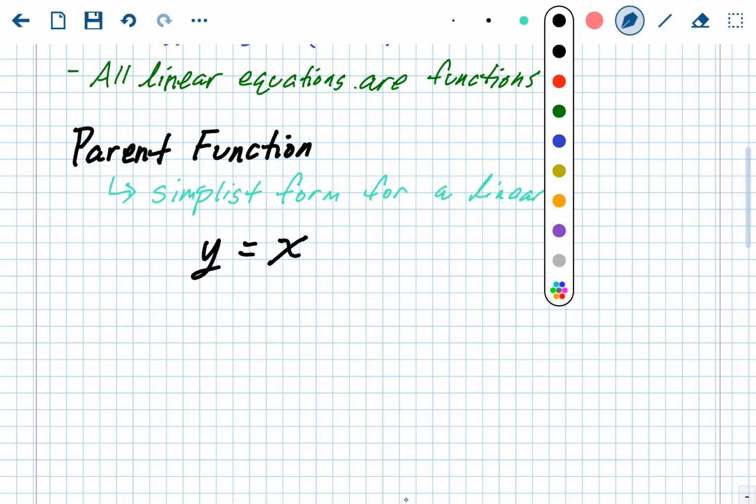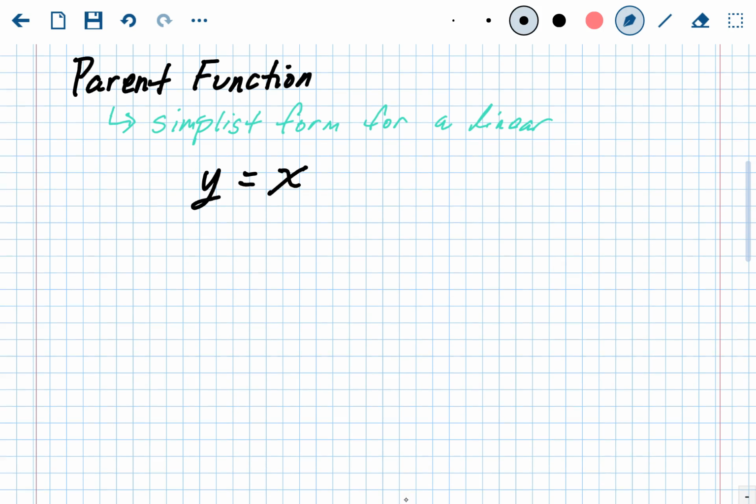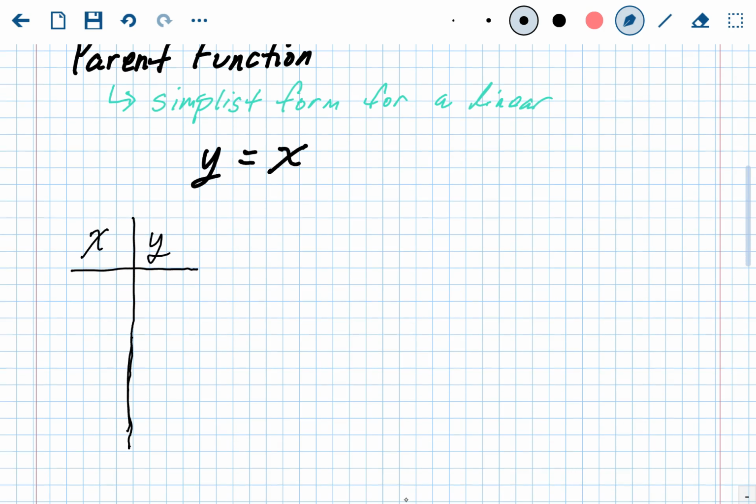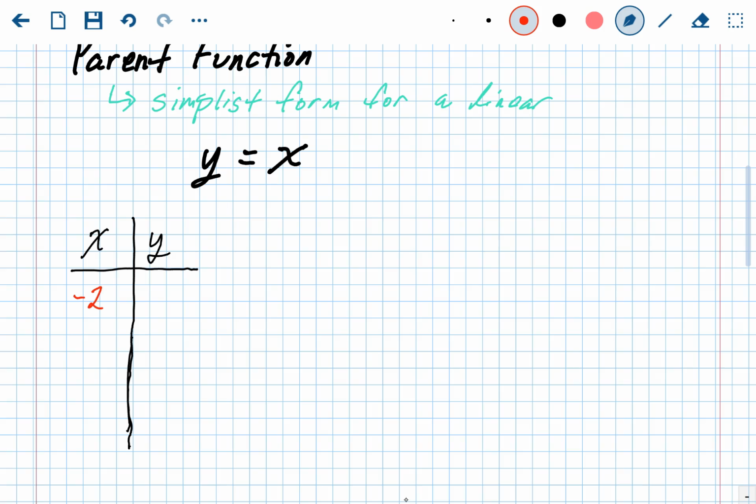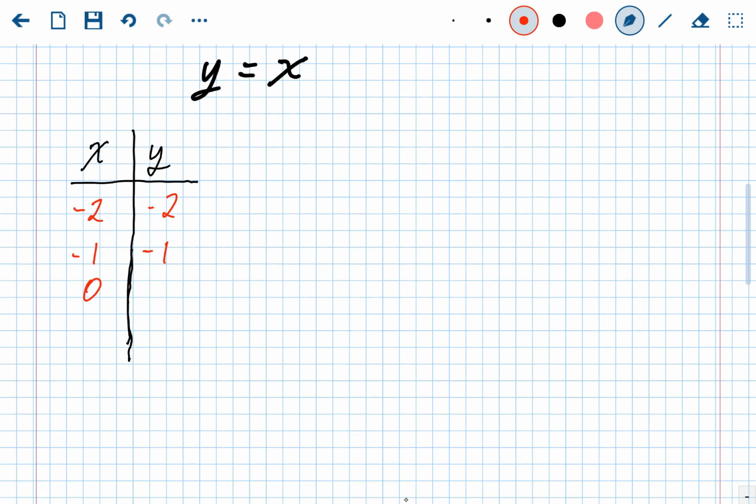All right, well, what does y equals x mean? Well, remember how we can write functions. We could write functions as an xy table. Remember that x is the input, y is the output. So if y equals x, that means anything you plug in for x, the same thing is going to come out for y. So if you plug in -2 for x, y is also going to be -2. And if you plug in -1 for x, y is also going to be -1. They're always going to match. So 0, 0, 1, 1, 2, 2.